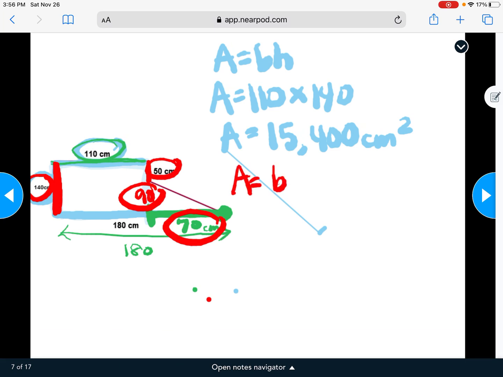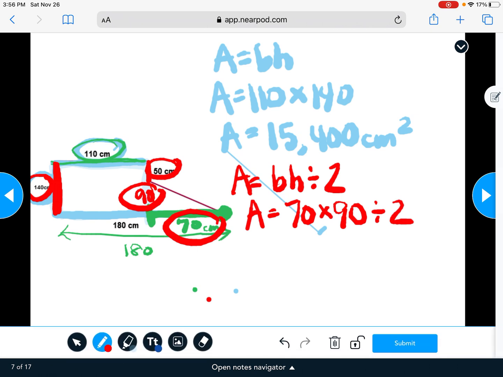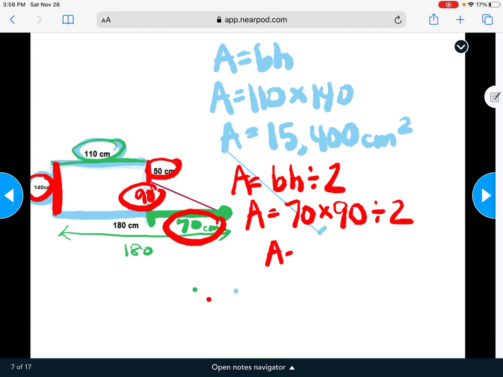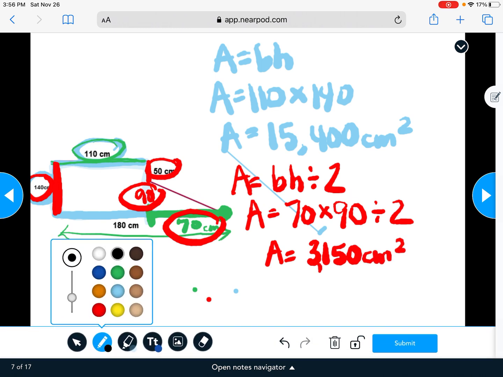So area equals base times height divided by 2. I plug in what I know. 70 times 90 divided by 2. So 70 times 90 divided by 2 gives me 3,150 square centimeters.